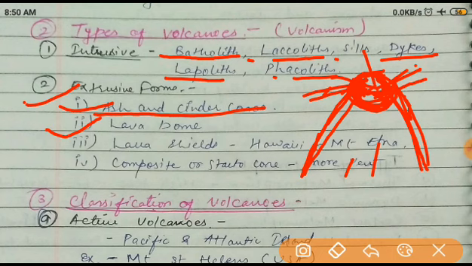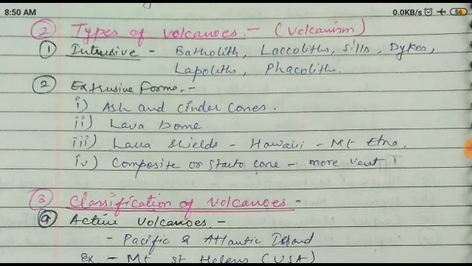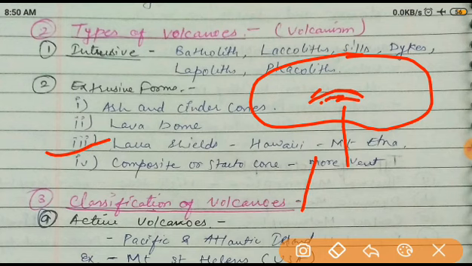Next one is the lava dome, the simple lava dome. When the lava is coming out, it flows, solidifies and forms a dome-like structure. It is called the lava dome. Next one is the lava shield or the Hawaiian type. Sometimes, from inside the earth, where there is the ocean, the lava comes out, ejecting lava there, and it forms an island in the center of the ocean or sea. This type is called the lava shield. It's a kind of island. Examples are Hawaii Island or Mount Etna.